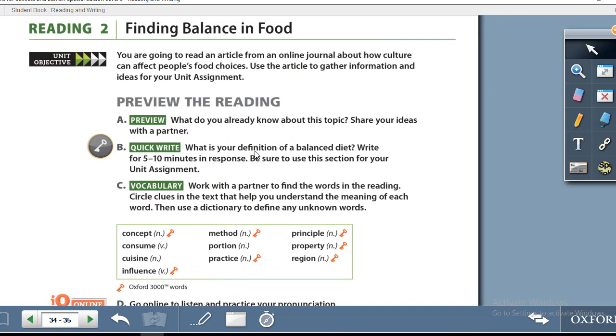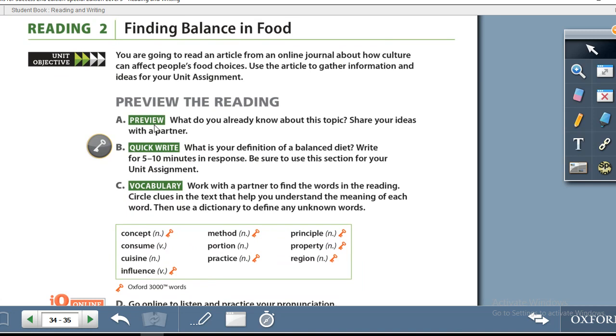Right, let's move on. Exercise A, which is the preview. What do you already know about this topic? Share your ideas with a partner. You do not need to share your ideas with a partner. You can simply take a notebook or a piece of paper and a pen, and you can write down your ideas. What do you already know about this topic? So what do you know about nutrition? What do you know about diet or dieting? What do you know about healthy food? You can write any one of those things based on the topic.